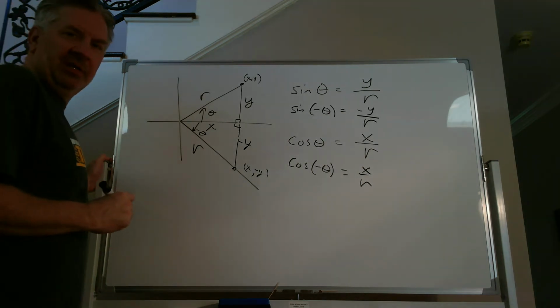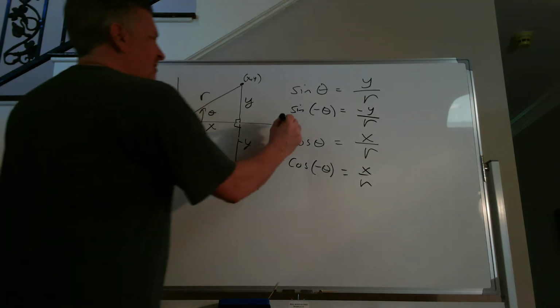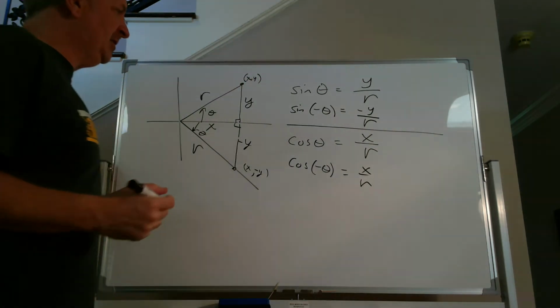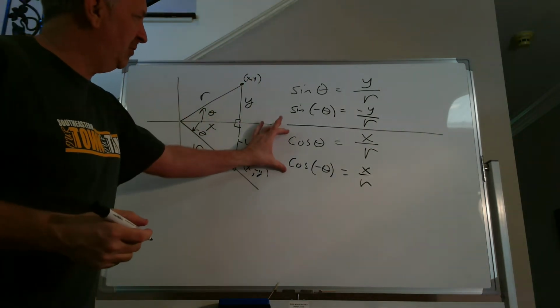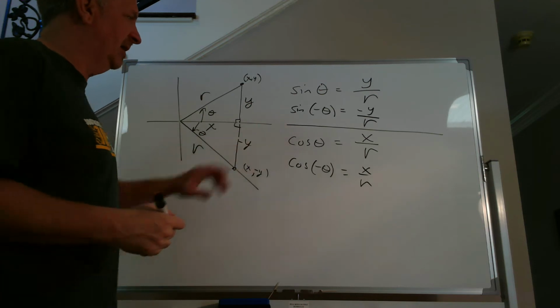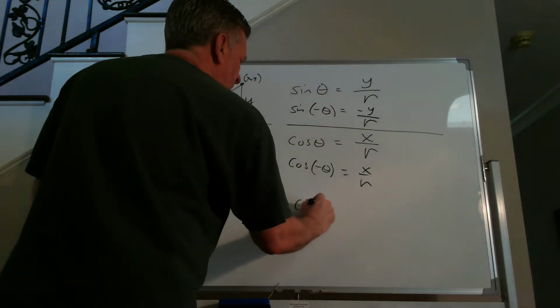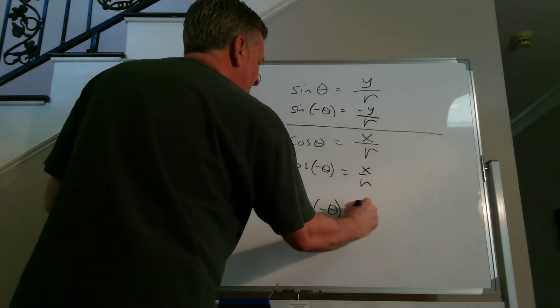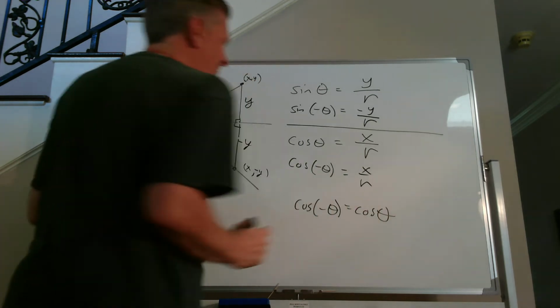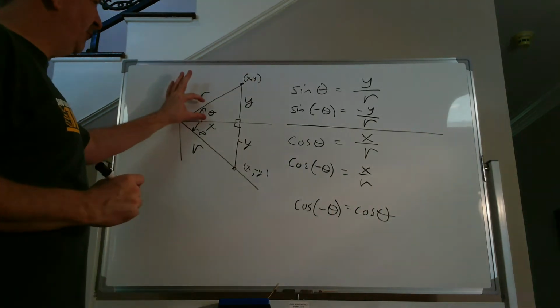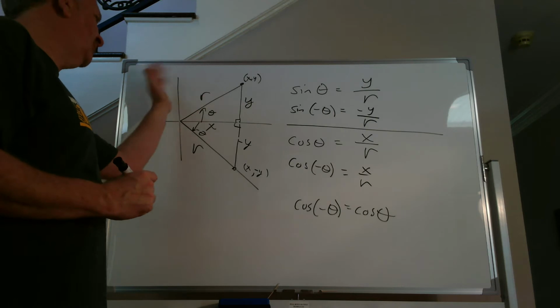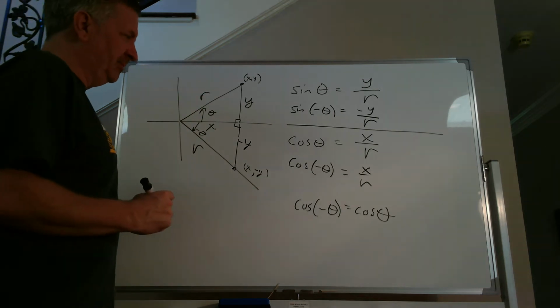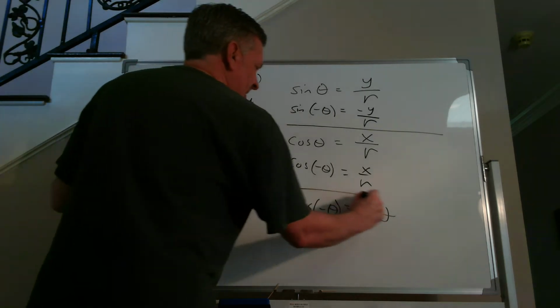So we're interested in comparing these values. Well, let's do the easy one first. What's the relationship between cosine theta and cosine negative theta? Well, they're equal. So cosine of negative theta is the same as cosine theta. And again, I drew this angle in the first quadrant, theta and minus theta. I could have done it anywhere and you'd get the same result. Okay, so that's one new identity.